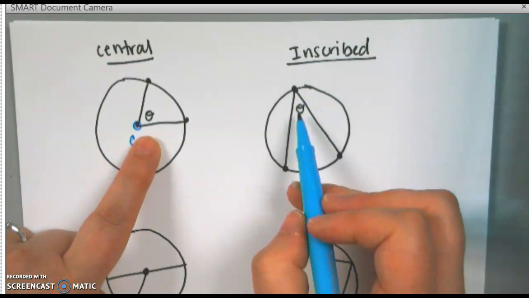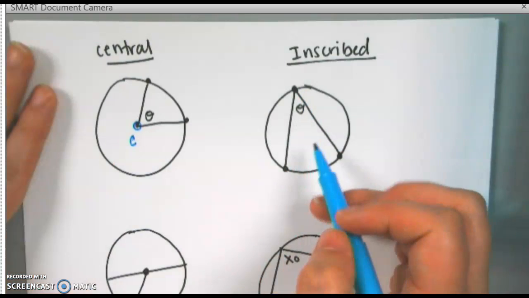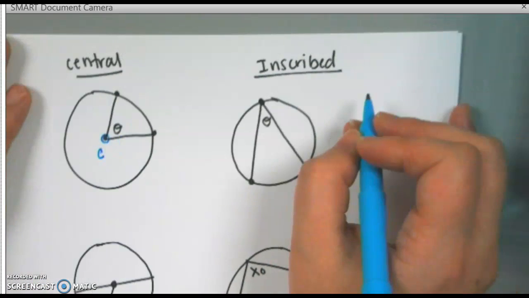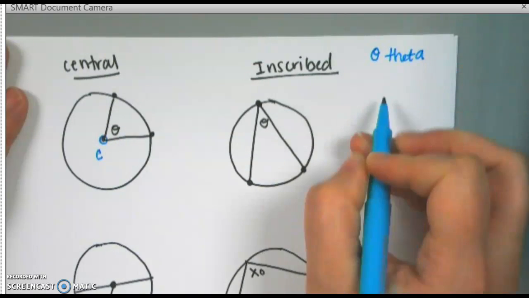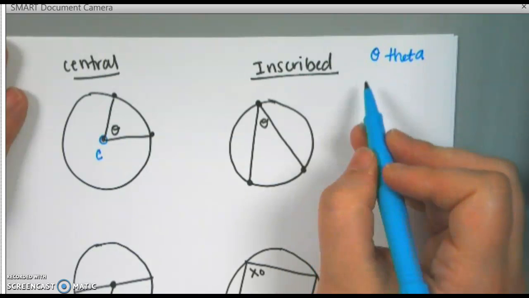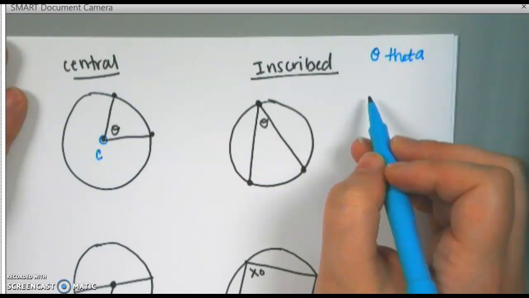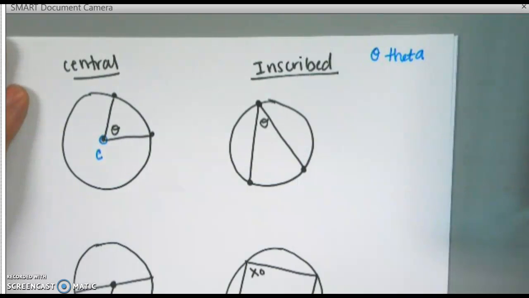So this fancy looking O symbol is a symbol called theta. You don't need to know that, but whenever you see that symbol, it represents an angle. So just keep that in mind when you see that. So a couple of rules.